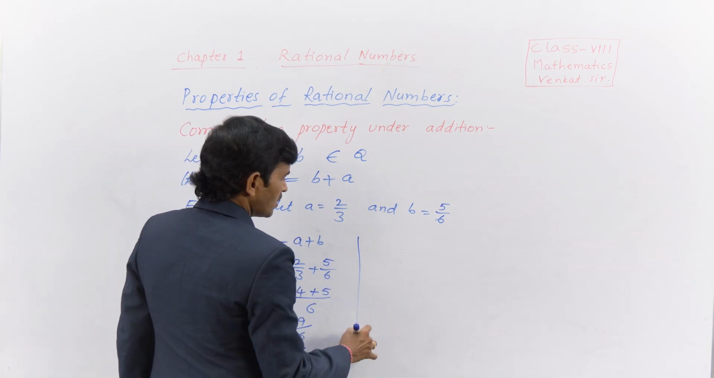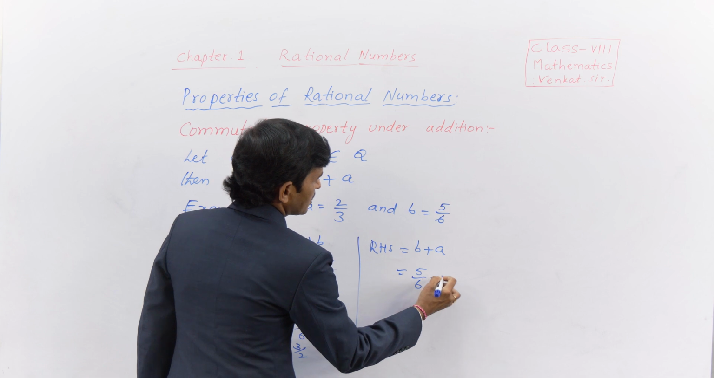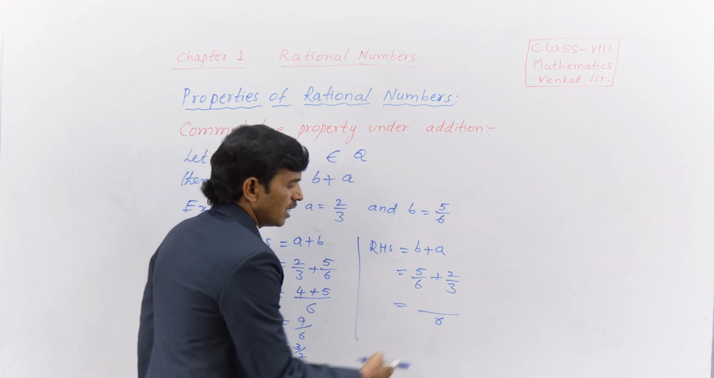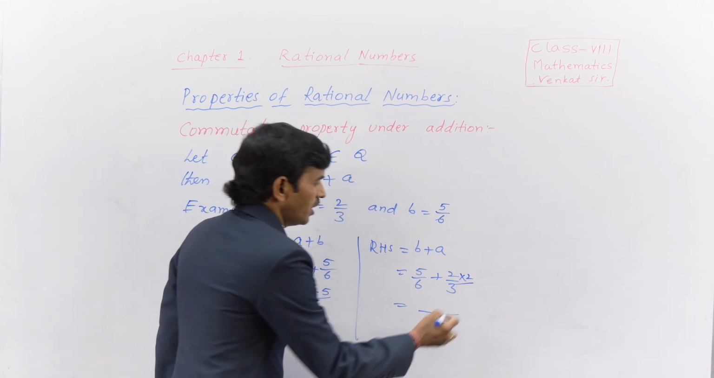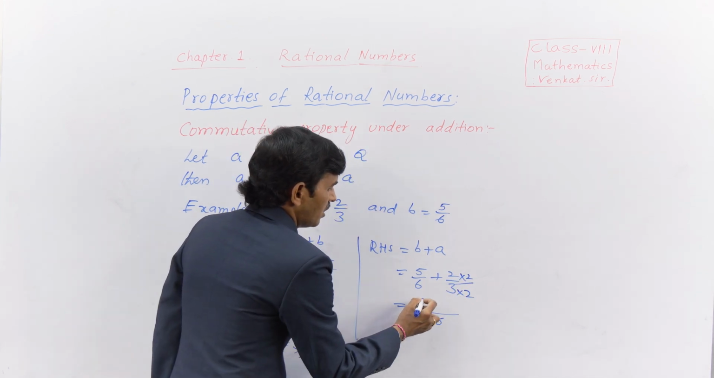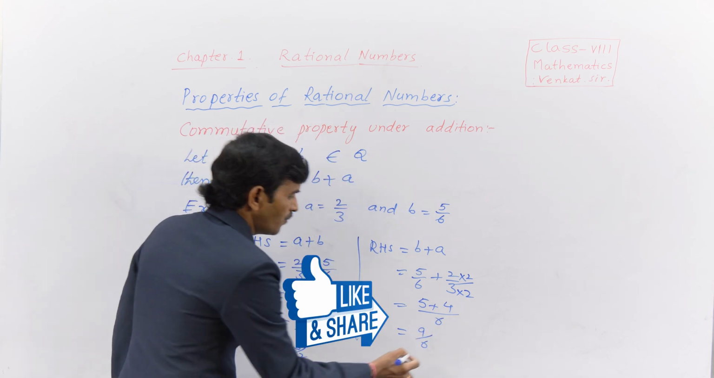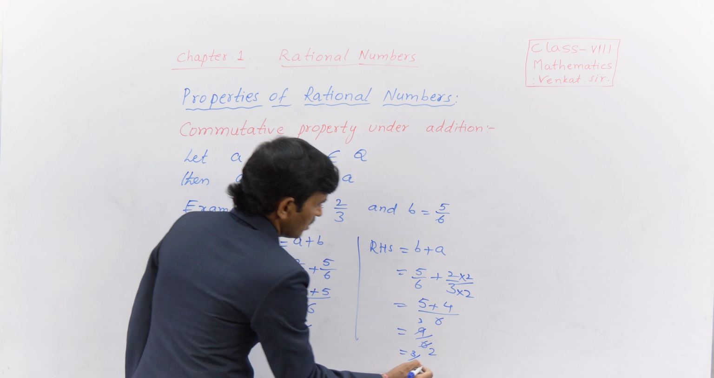Next, RHS. If you consider here, which is b plus a, that is 5 by 6 plus 2 by 3. If you find the LCM, what do you get here? 6, 3. LCM is 6. So in order to get 6, the numerator is multiplied by 2, the denominator is also multiplied by 2. Then it is 5, 2 2s are 4. So 9 by 6. If we cancel this, 3 2s are 6, 3 3s are 9. So it gives us 3 by 2.